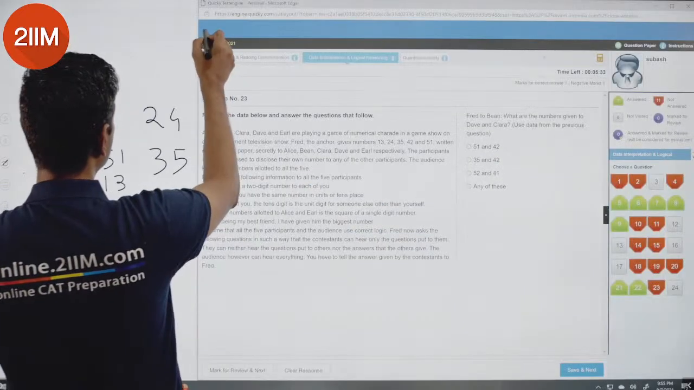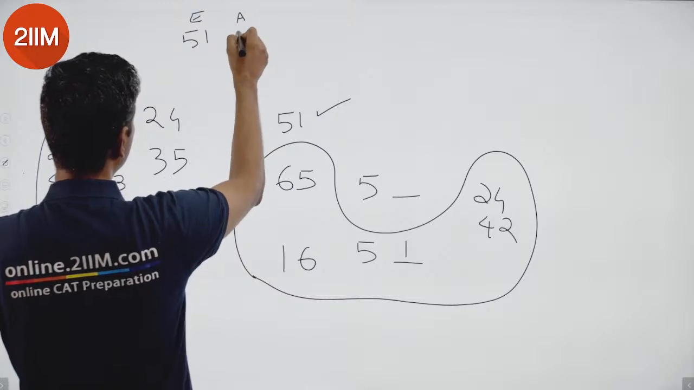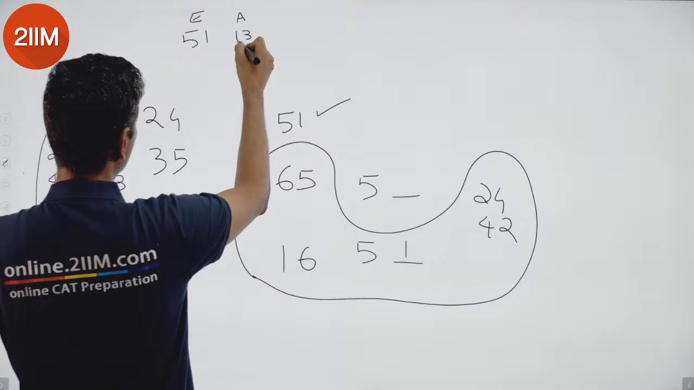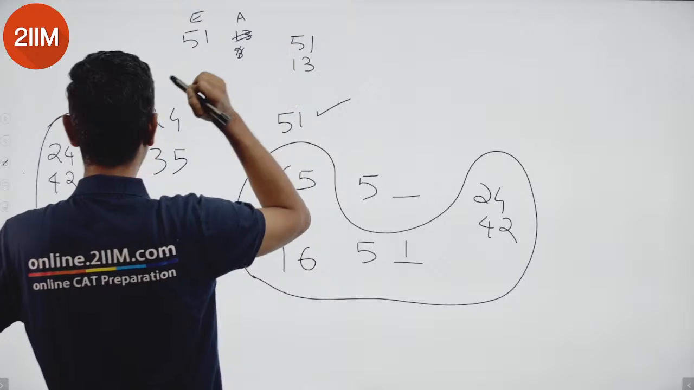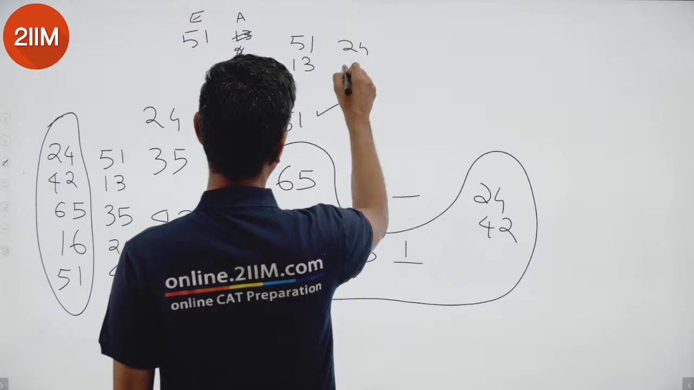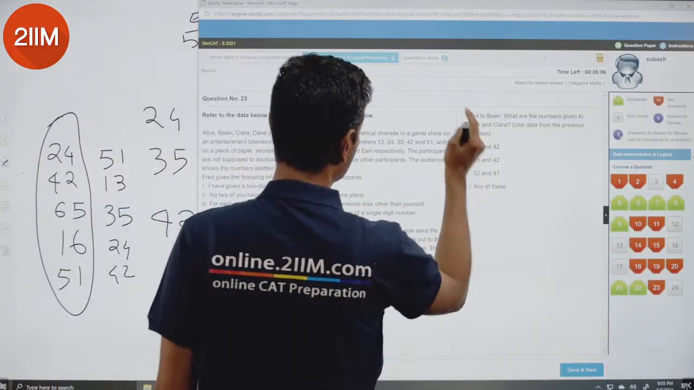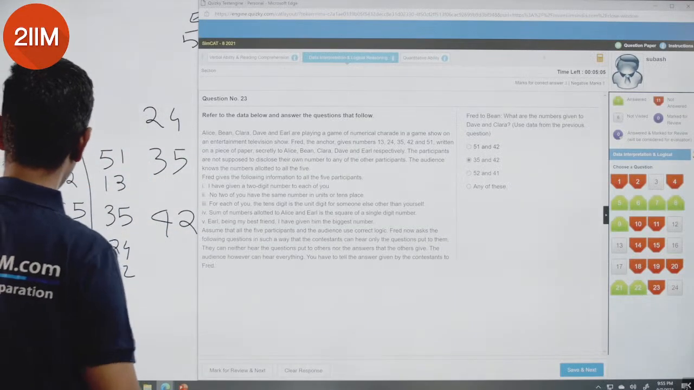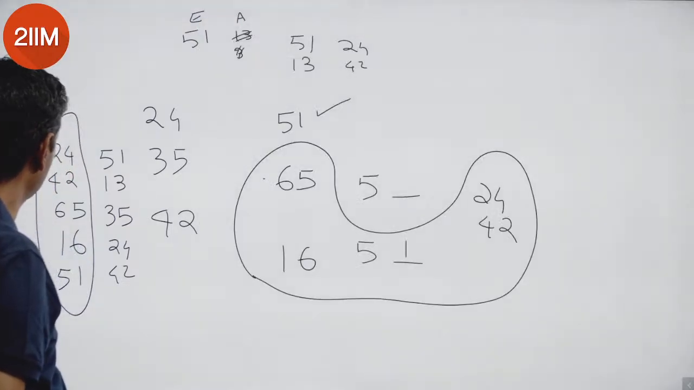So Alice could have got 51, in which case E could have got 51, in which case A could be 13 or 30. 30 is not possible. So it's only 13. 51 and 13 are in the bag. If I got a 24, I know 24, 42, 35. So 42 and 35 could be the answer. This is correct. But here I am discounting this possibility. I don't know why this is not possible. 65, 16, 51, 24, 42.